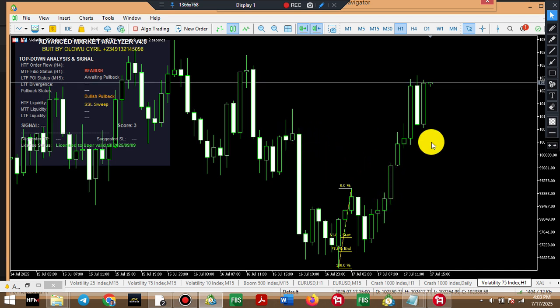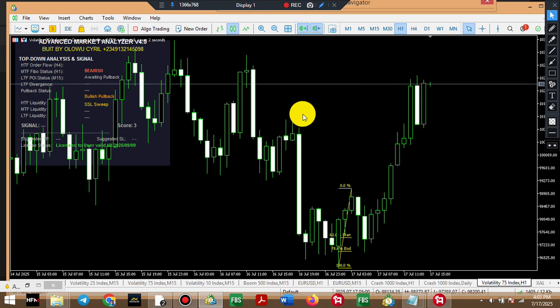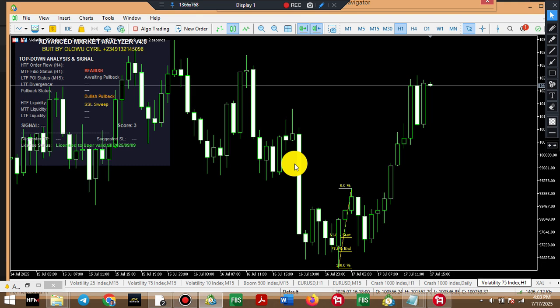Is price making higher high or lower low? That should be the question that will come to mind. If there is no signal, it means where price is now, price may keep buying. So what you are going to do is you add the second software to track the structure of this particular pair. Are you getting me?